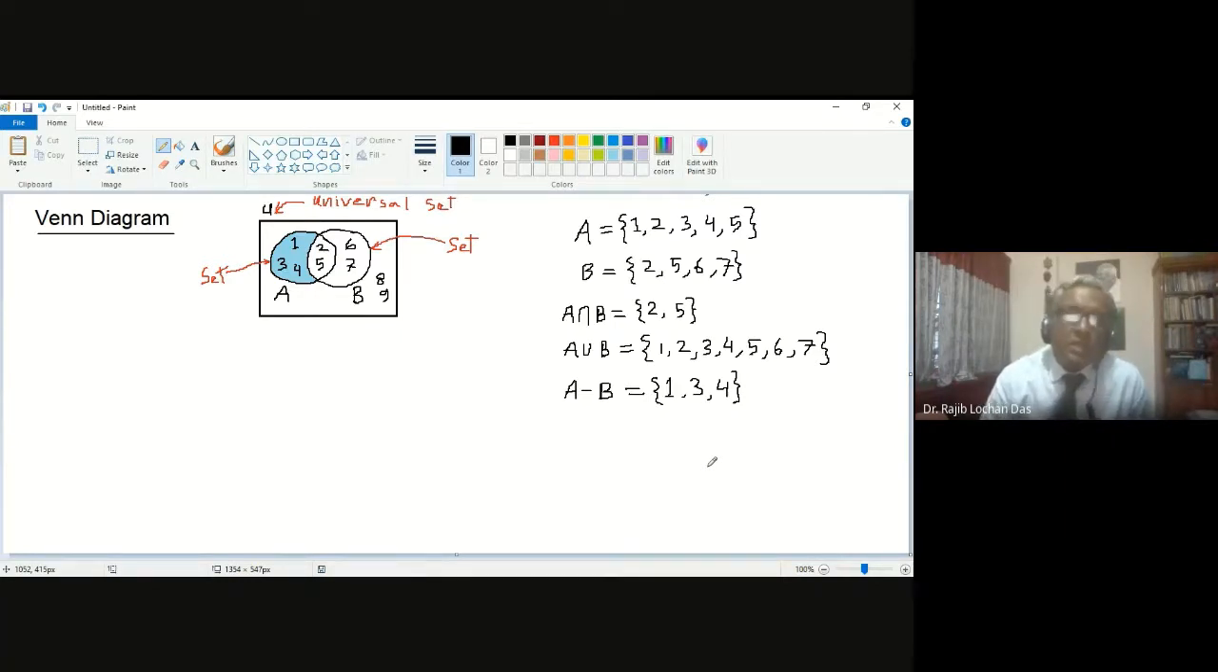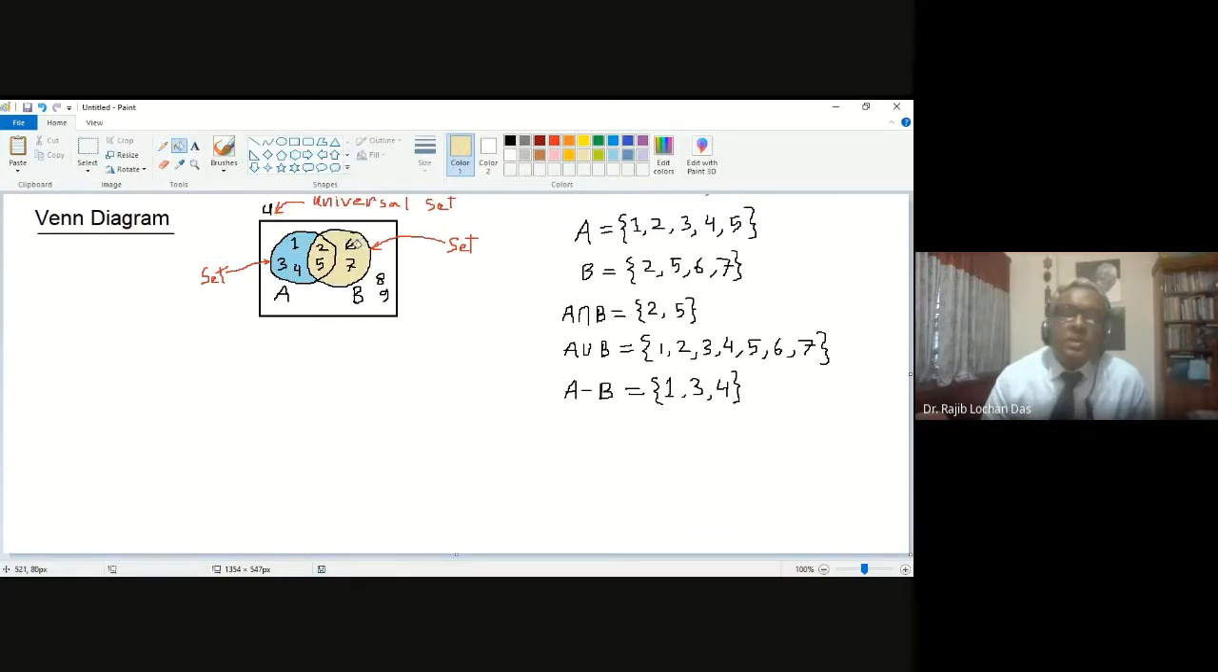A circle, then minus the common area. The common numbers will be minus. So you have 1, 3, 4. Is that okay? Yes, sir. Everyone is okay with this?